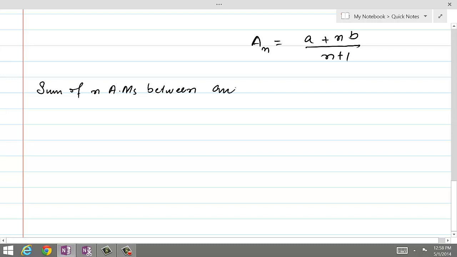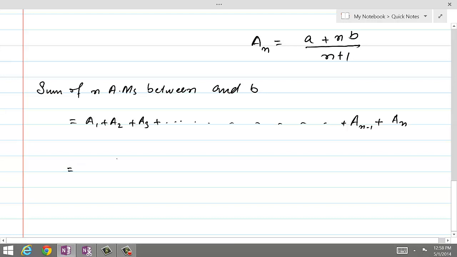Sum of n arithmetic means between a and b is equal to a1 plus a2 plus a3 plus so on, and if we continue that way, the last term would be an, and the one just before this would be an minus 1. That way we can sum up all the n arithmetic means. Let us put values for a1.